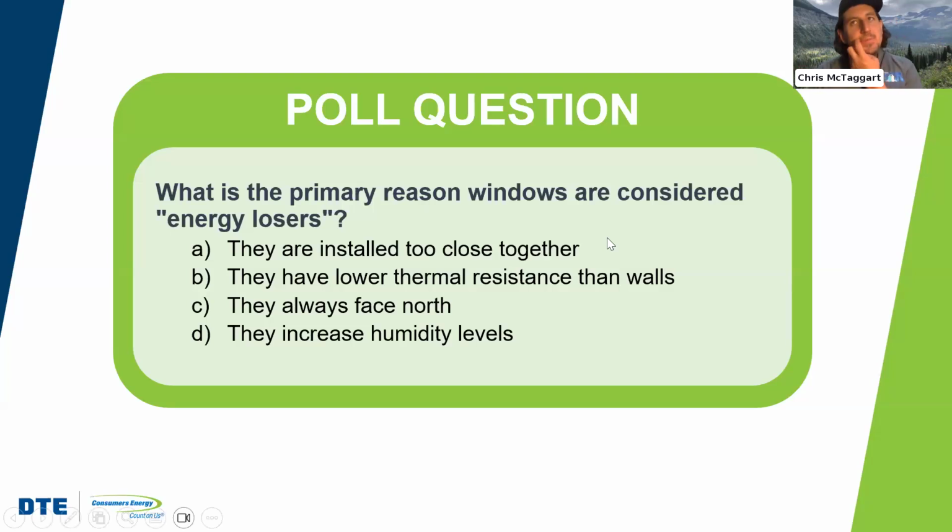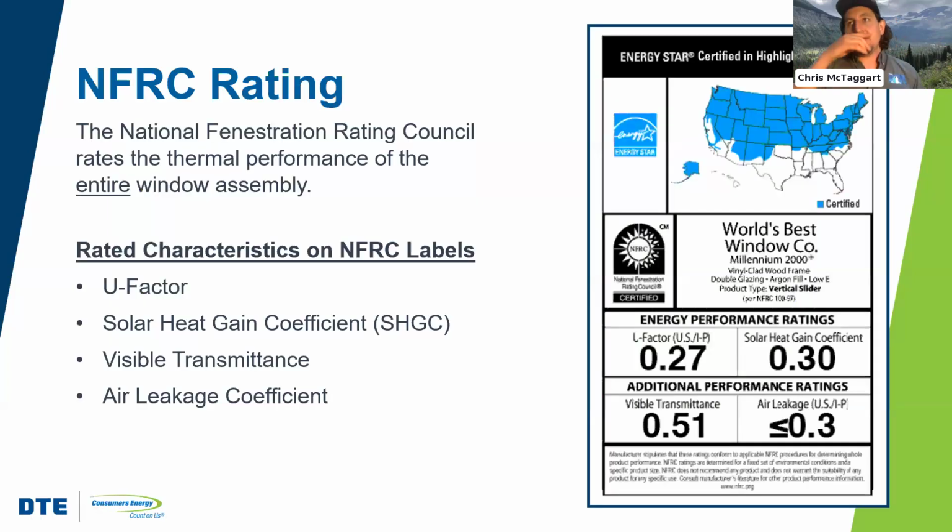So yeah, in general, windows are losers. Doesn't mean that they can't be selected appropriately. So how can we go about selecting appropriate windows? First thing we want to do is take a look at the NFRC values. I think that's a good starting point.